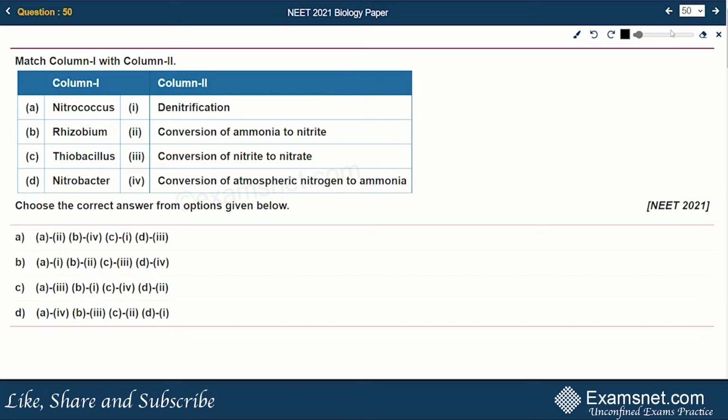Question number 50 is from the chapter Mineral Nutrition, class 11, and here we have to match the name of bacteria mentioned in column 1 with the process they carry out mentioned in column 2. These processes are related to the nitrogen cycle. We know that nitrogen is one of the most important nutrients for natural as well as agricultural ecosystems, and it exists as two nitrogen atoms joined by a very strong triple covalent bond. Now this nitrogen has to be fixed in our environment. There are many ways by which this can be fixed, but one of them is biological nitrogen fixation, which we have to deal with.